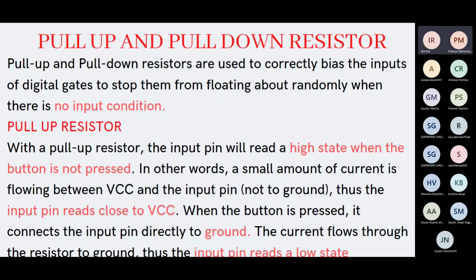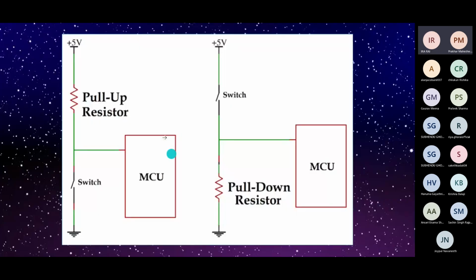With a pull-up resistor, the input pin will read a high state when the button is not pressed. Whatever our input pin is, it will read a high state when we have not pressed the switch. A small amount of current is flowing between VCC and the input pin. For a more proper explanation, you can see here. This is our pin, and we have a pull-up resistor here. Initially the switch is open and it is in a high state, as it is connected to VCC.